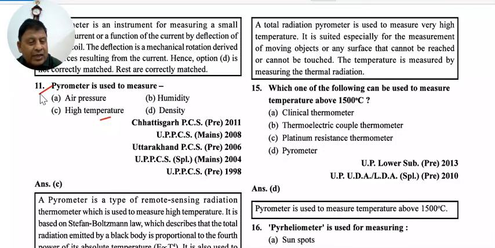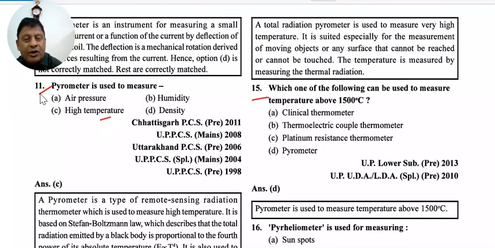And this pyrometer works on the principle of the so-called Stefan-Boltzmann law. This Stefan-Boltzmann law states that the total radiation emitted by a black body is proportional to the fourth power of its absolute temperature. Okay.